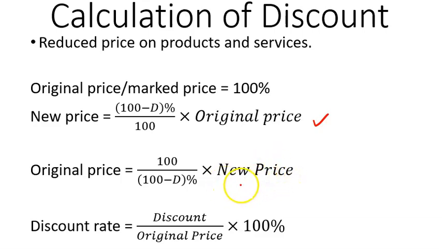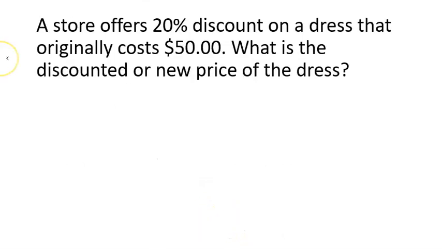So what if you want to find the discount rate? It is the discount over the original price times 100. So let's take some examples. A store offers a 20% discount on a dress that originally cost $50. What is the discounted or the new price of the dress?